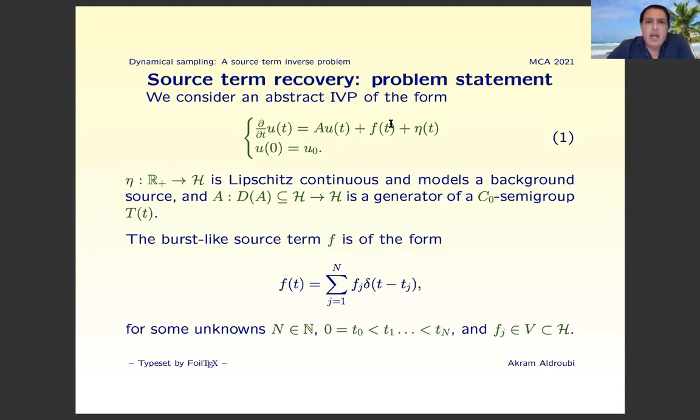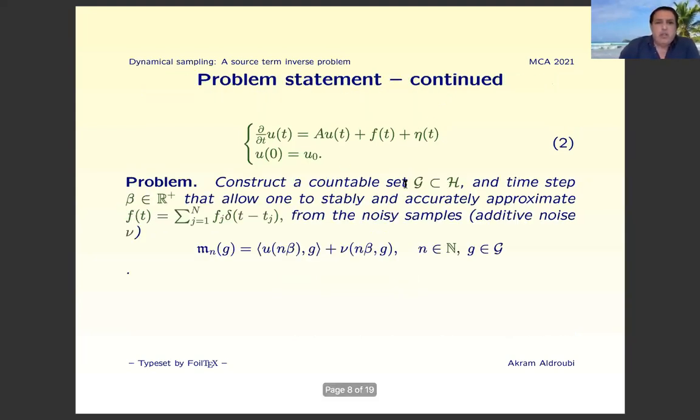So basically, this is a problem where u is evolving in time because of two source terms, one which is the usual background, another which is more of a burst-like source term. Of course, the times of the bursts are unknown to us. We don't know capital N, the number of bursts, and we don't know these burst terms either. We also don't know anything about this Lipschitz background source term, except maybe its Lipschitz constant.